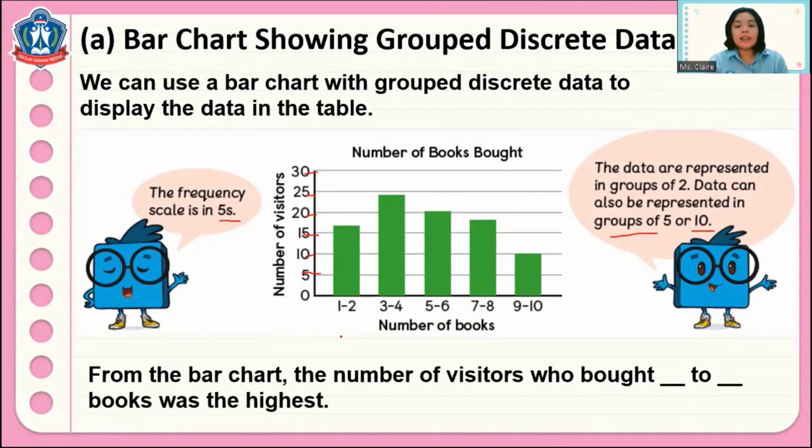As you can see from the bar chart, this is what we call a bar chart. The number of visitors who bought blank to blank books was the highest. So what number of books was the highest? Correct, the number 3 and 4. So that is the highest. And the lowest is 9 and 10.